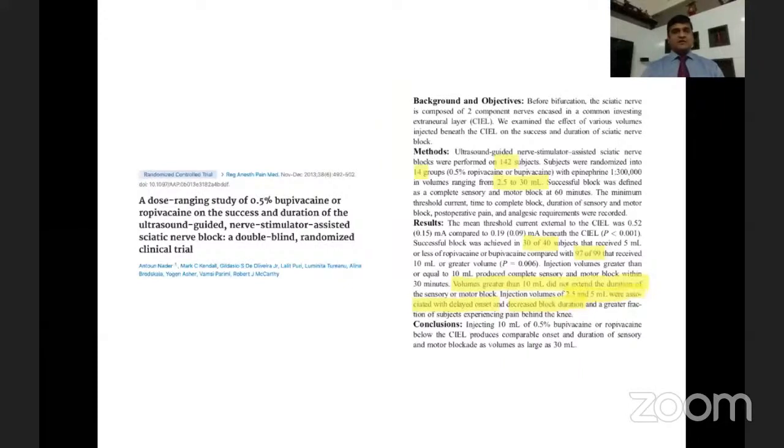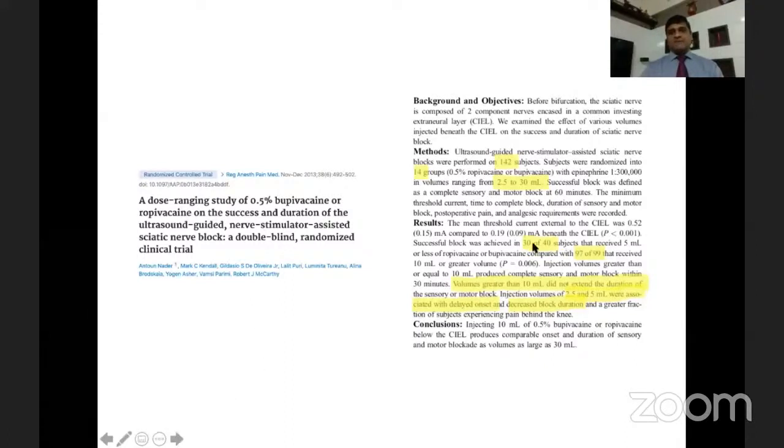This is an interesting article by Anton Nader, published in RAPM in 2013, where they did a dose-ranging study of 0.5% bupivacaine or ropivacaine on success and duration of ultrasound-guided plus PNS-guided sciatic nerve block. They performed the block in 142 patients, and divided them into 14 groups, 7 of 0.5% ropivacaine and 7 of bupivacaine. They divided these patients by volumes ranging from 2.5 to 30 ml, and studied success, onset, and duration of block.